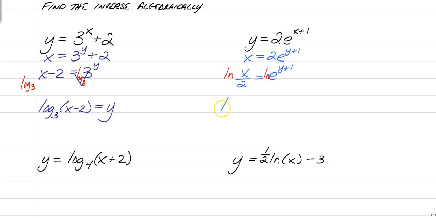So that'll leave you with the natural log of x over 2. And that's equal to ln of e cancels, so you just have y plus 1. So then, of course, subtract 1 from both sides, and you have y is equal to the natural log of x over 2 minus 1. And you're good to go.